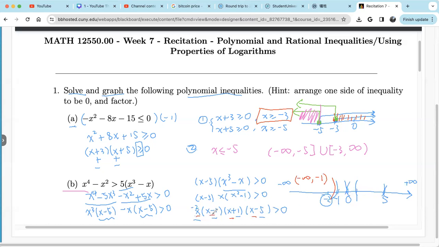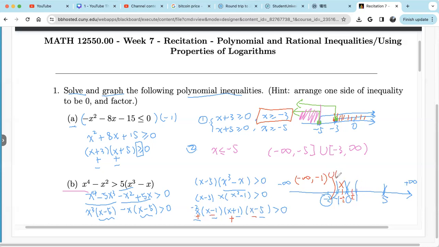Now we have to consider from -1 up to 0. Let's pick -half from here to evaluate. So -half, the first one is negative, -half minus 1 negative, -half plus 1 positive, -half minus 5 negative. Three negative, one positive, no. So this is not in the solution set. Now let's try the next interval from 0 to 1. Maybe pick a positive half. So x positive, half minus 1 negative, half plus 1 positive, half minus 5 negative. Two negatives, right? That's positive. So this is in the solution.